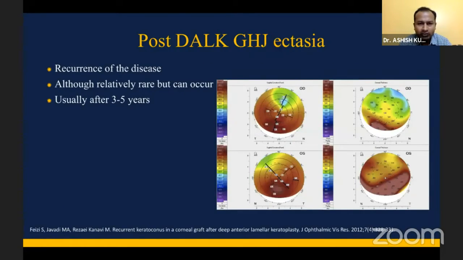This is a case of post-DALK inferior ectasia, where some of the keratoconus was probably left behind while trephining and was not removed, and later, after 3 years, it presented with a graft-host junction ectasia.